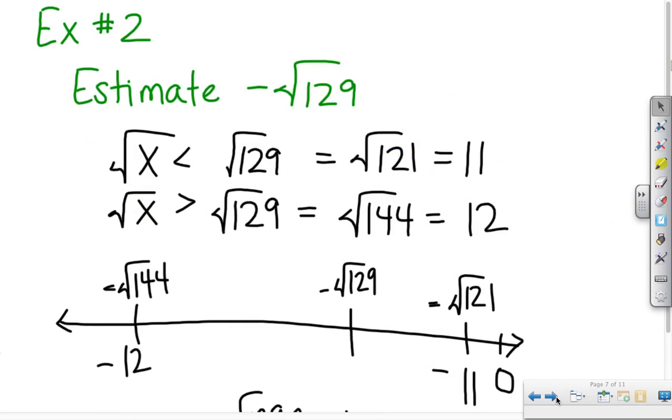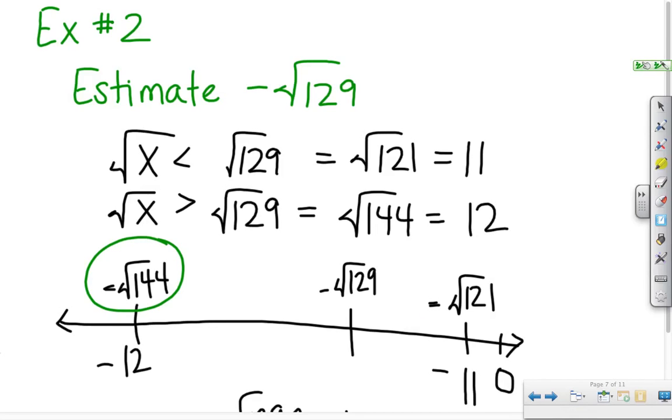Here's another example of an estimate that we did. Estimate the square root of negative 129. Well, I'm going to find the square root smaller, and I'm going to find the square root bigger. So we've got the smaller version. In this case, because we're looking at negatives, the smaller is actually going to be negative 144. Negative 144 is further down the number line than negative 121. So negative 144, which is 12, is smaller than negative 121.